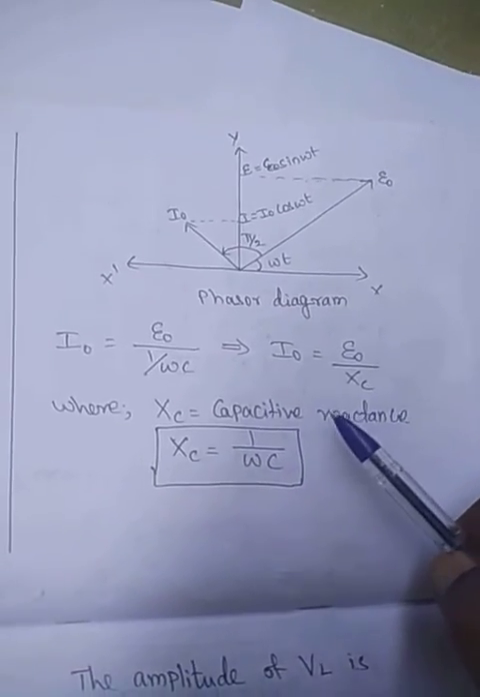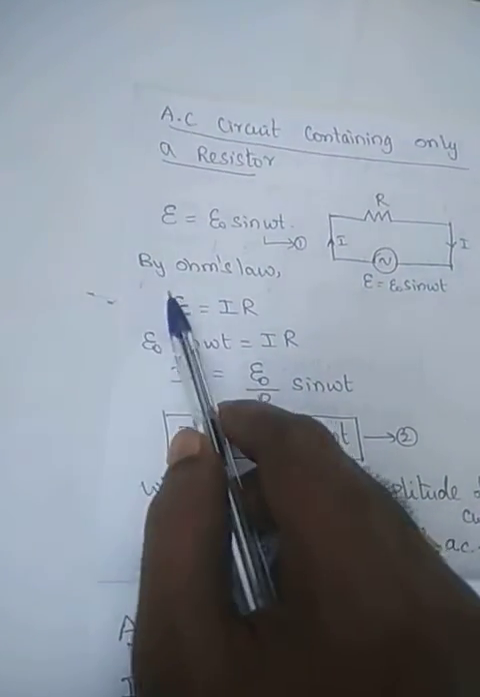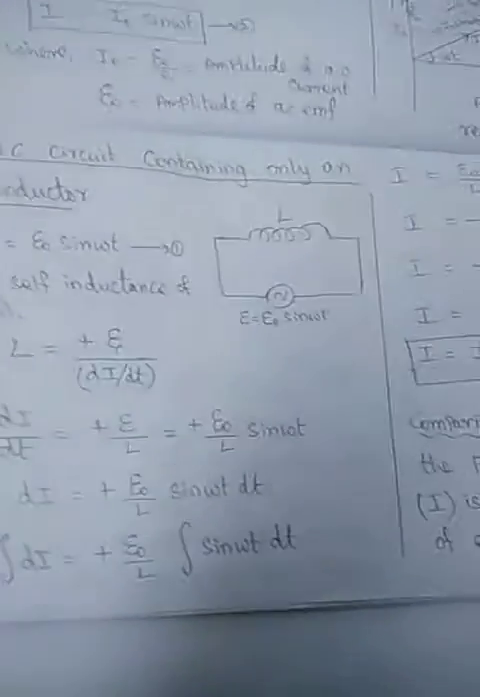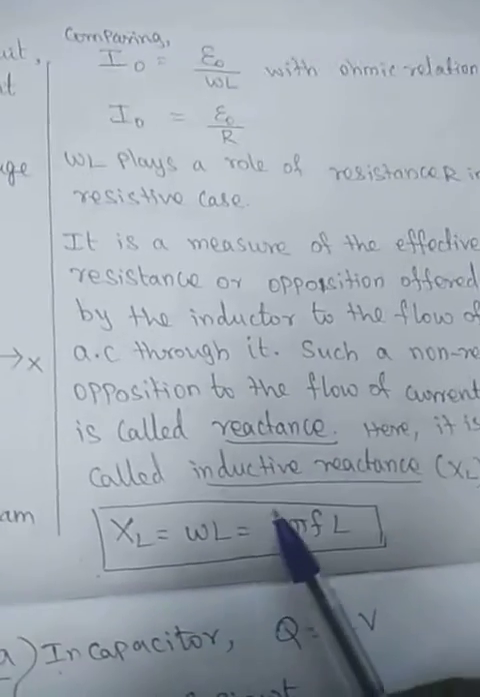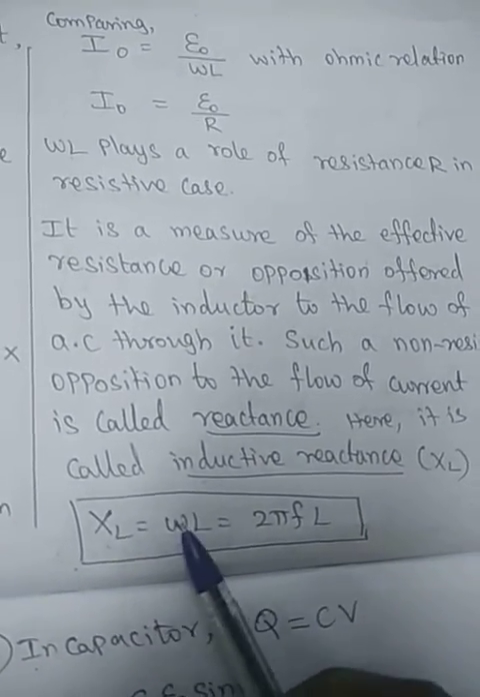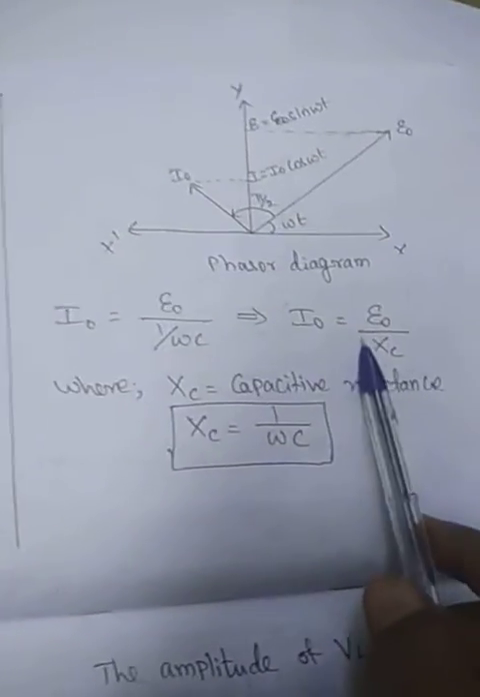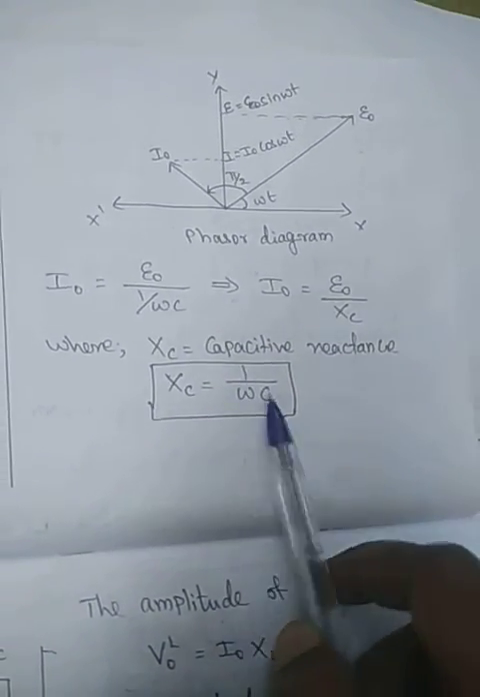Dear students, I will recall again: for the resistor we take the resistance value as R alone, because we get the EMF amplitude divided by R. By substituting in Ohm's law, E0 by R is equal to I0. But for the inductor, I0 is equal to E0 by omega L. This omega L is the inductive reactance XL. Similarly, in the capacitor, 1 by omega C is the capacitive reactance, XC equals 1 by omega C.